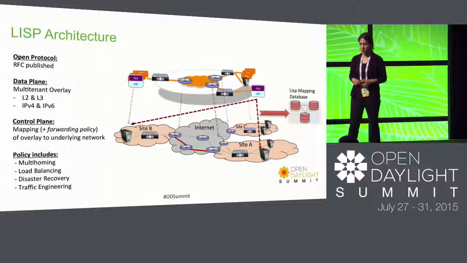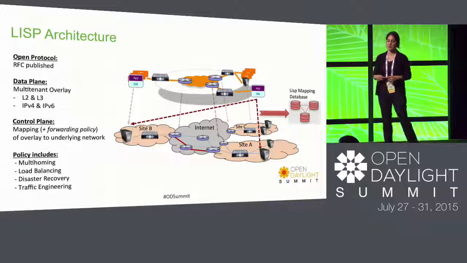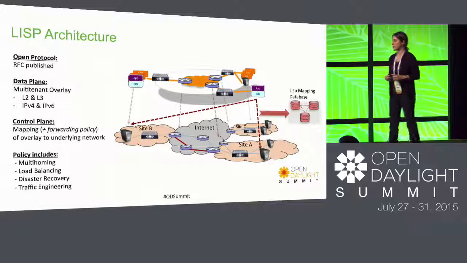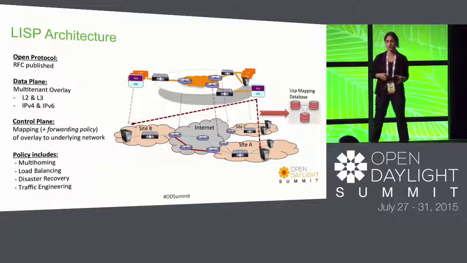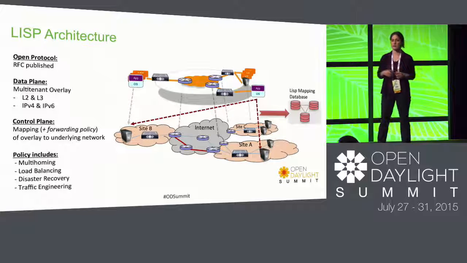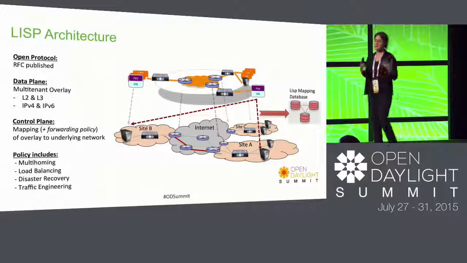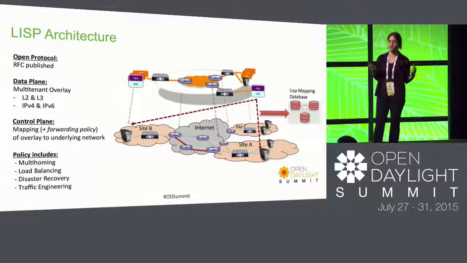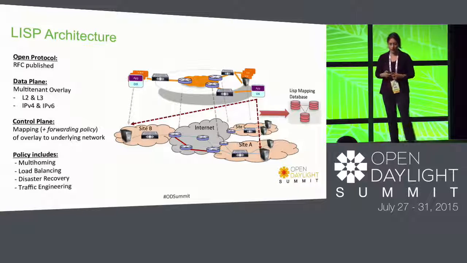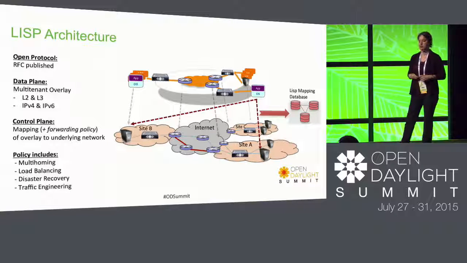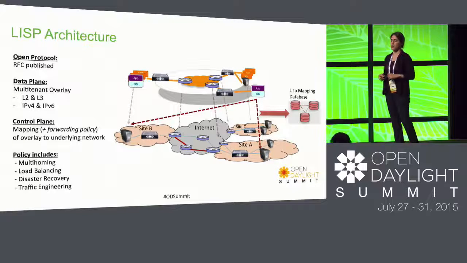And then there's the control plane, which includes the mapping layer and the protocol that the routers use to look up and retrieve mappings from the mapping layer. And the mapping layer includes the overlay address space mapping to the underlay address space. And this control plane and the mapping system can also include some forms of forwarding policy together with the mapping.